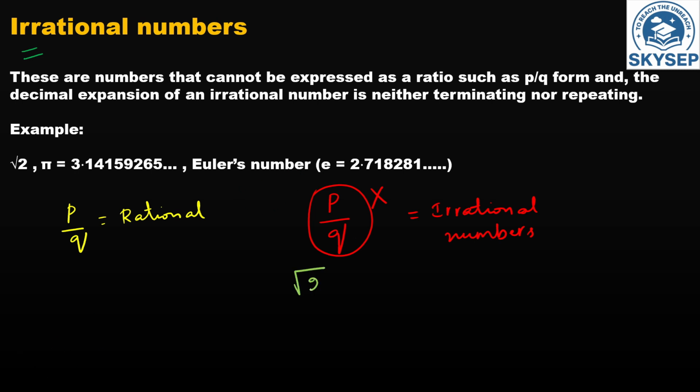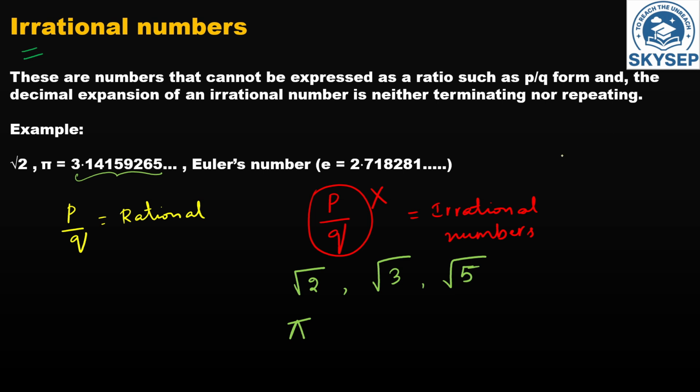Square root of 2, square root of 3, square root of 5, or you can have the pi value. See the pi value, it is having the value like 3.141592. Can you carefully observe? This is the decimal expression and these numbers are not repeating. They keep on increasing and its value is infinite. These kinds of numbers are called irrational numbers.